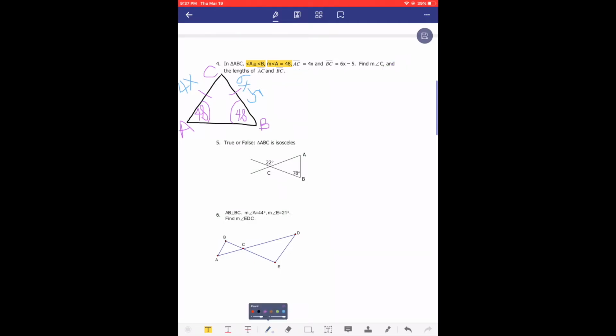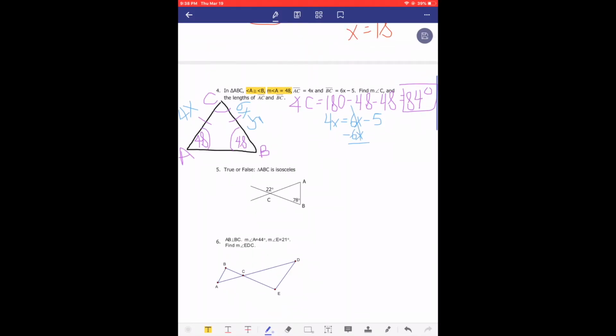Now, looking at the two line segments, I know that what I have in blue, the 4x and the 6x minus 5, those are congruent sides, so I'm going to set them equal to each other. 4x equals 6x minus 5. To solve for x, I'll subtract 6x from both sides. 4x minus 6x is negative 2x equals negative 5. Divide by negative 2. You'll get x equals 5 over 2.